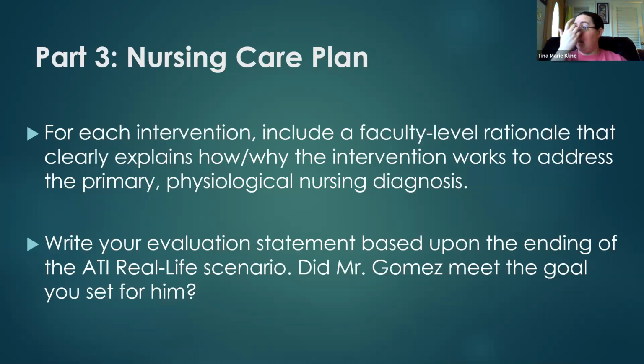So maybe the goal was that he would be off of oxygen by the time he went home, and that wasn't the case because he's going home with home oxygen. So you just simply state that. So that's working through that care plan.